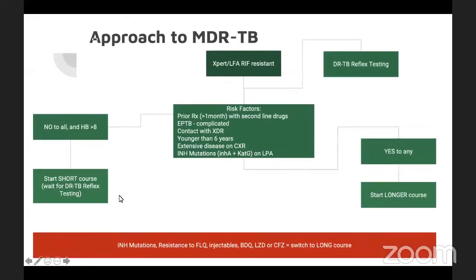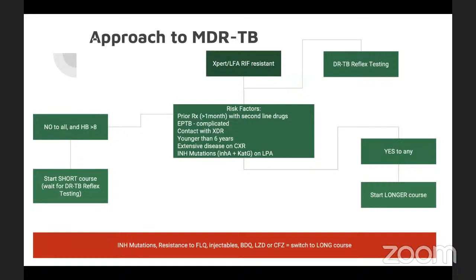So the approach to MDR-TB is basically, well, we base it on our GeneXpert. So say it comes back as rifampicin resistant. Then we send it off for drug-resistant TB reflex testing, which includes smear, culture, first and second line probe assay testing, and phenotypic drug sensitivity testing. Then we assess for any risk factors. So whether they've been on treatment before with any second line drugs, whether they have any extrapulmonary TB, contact with any XDR-TB patients, whether they're younger than 6 years, extensive disease on chest x-ray, or whether they have a singular or both INH mutations on the line probe assay.